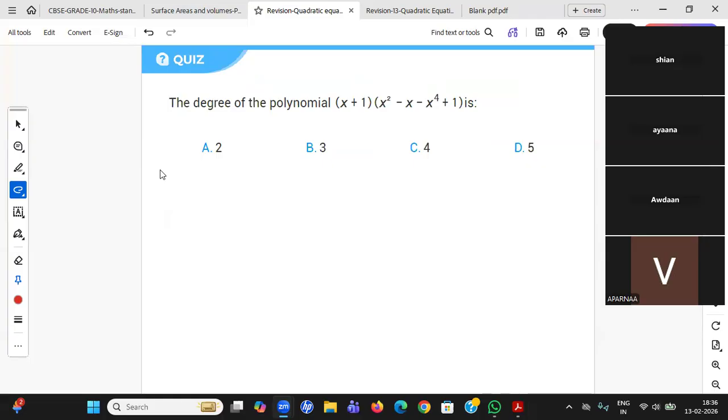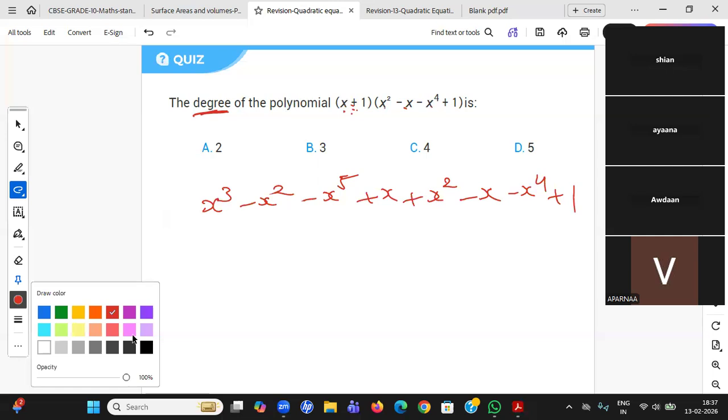Ponnappa, Tanushri, wrong answer. Students who are giving an instant answer are all giving the wrong answer. For this type of question, whenever the degree is asked, you need to convert into a single expression. You see, it is a product of two expressions. I want a single expression: x into x square, x cube, x into x minus x square, x into minus x power 4, x power 5, x into 1 plus x plus 1 into x square, 1 into minus x, 1 into minus x power 4, minus x power 4, 1 into plus 1, plus 1.